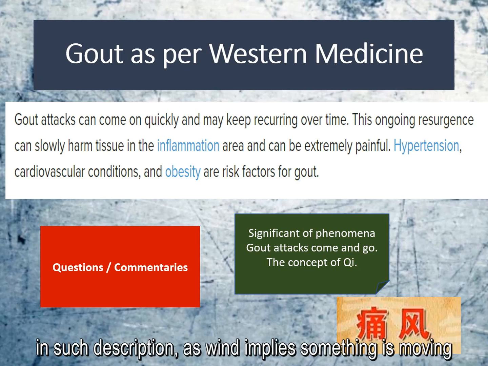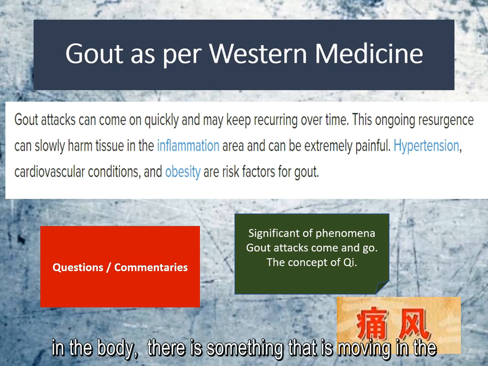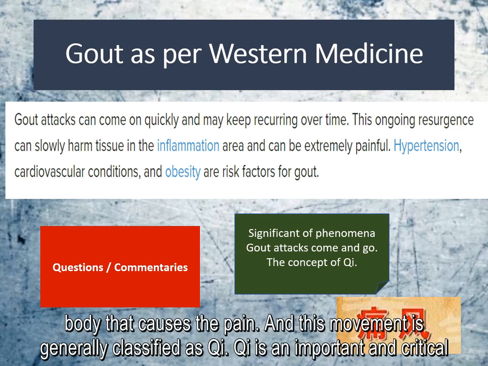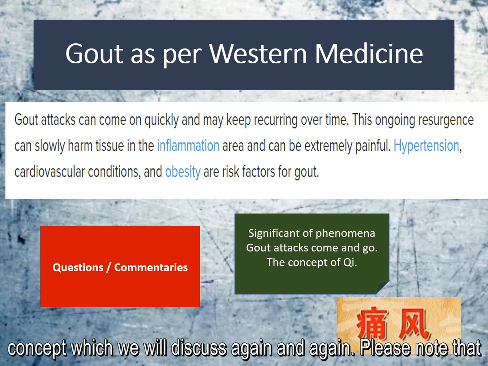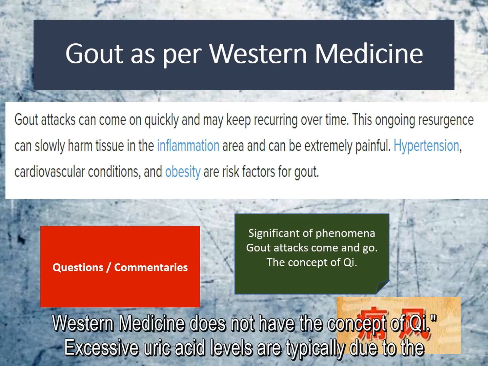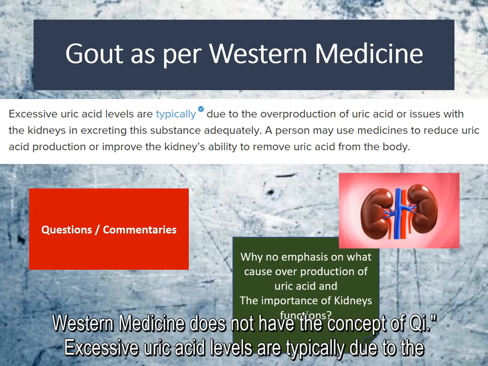There is significance in such a description, as wind implies something is moving in the body. There is something moving in the body that causes the pain. And this movement is generally classified as qi. Qi is an important and critical concept which we will discuss again and again. Please note that Western medicine does not have the concept of qi.